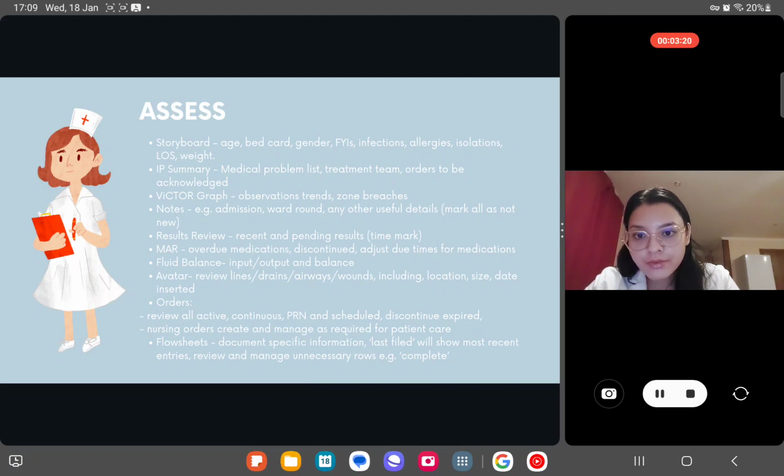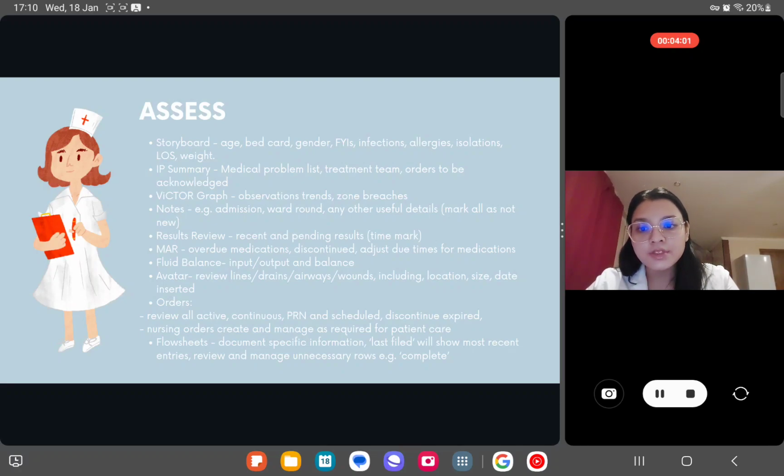Next is Vitals graph, which shows observations, trends, zone breaches. Then also has some notes, for example, admission, ward round, any other useful details. And next is results review, which shows recent and pending results in terms of time mark. There's also MAR, which entails overdue medications, discontinued, adjust due times for medications. We also have to include fluid balance, the input and output, and the balance.